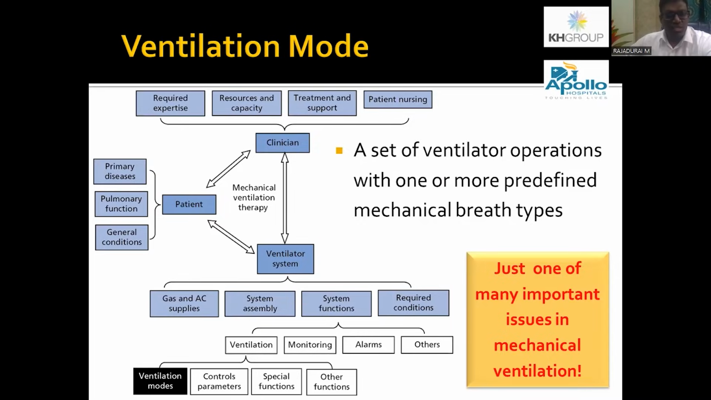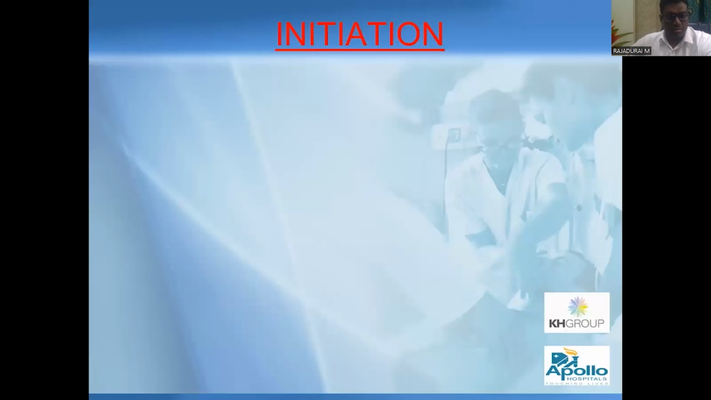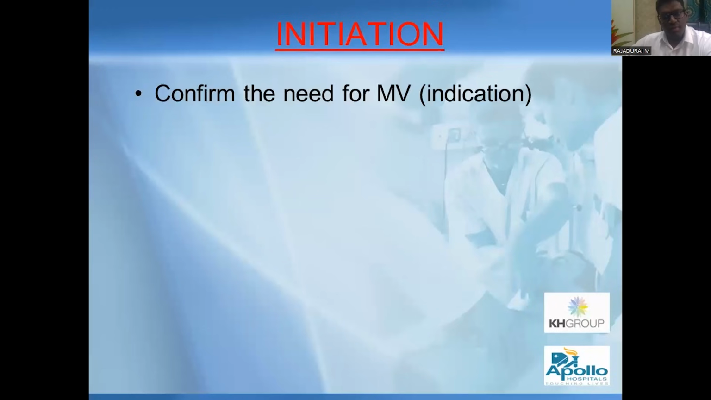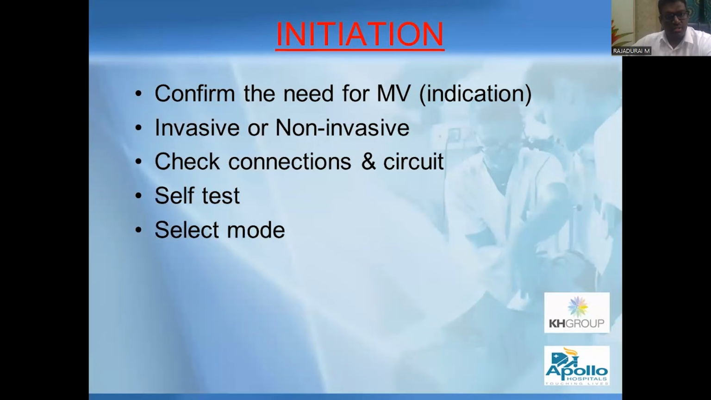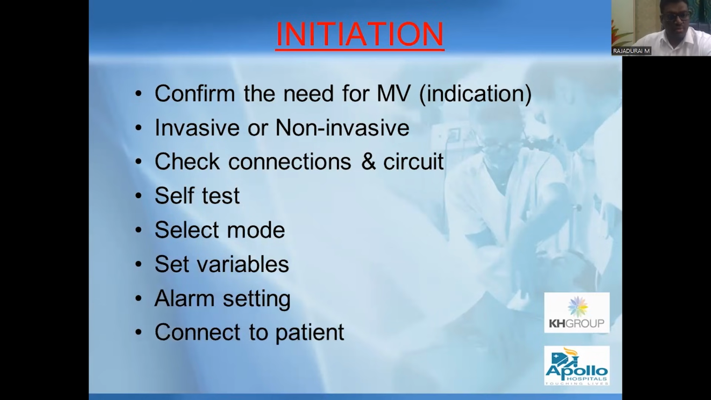So, initiation of mechanical ventilation. We need to first confirm the need for mechanical ventilation, which is the indication, and confirm whether the patient requires invasive or non-invasive ventilation, and of course other things like connection, circuit, self-test, mode, variables, and alarms. Then we connect to the patient, and we need to reassess.